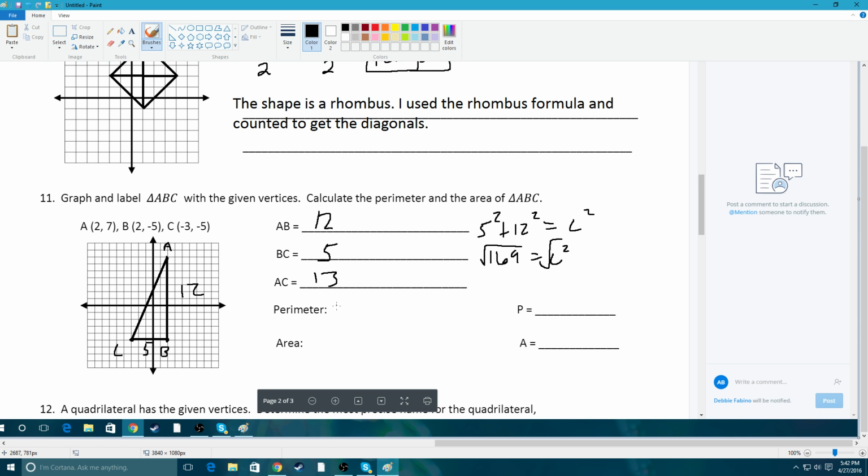So the perimeter is 5 plus 12 plus 13. Remember, that's where you add all the sides. You get 30. Area is base 5 times height 12 divided by 2, which actually also comes out to 30 units squared. Perimeter would just be units.